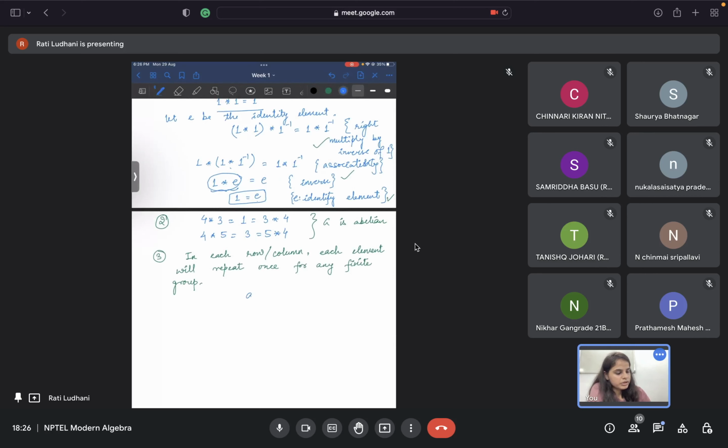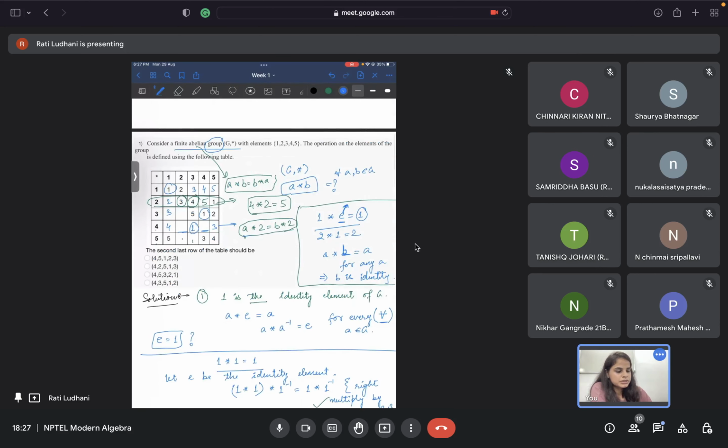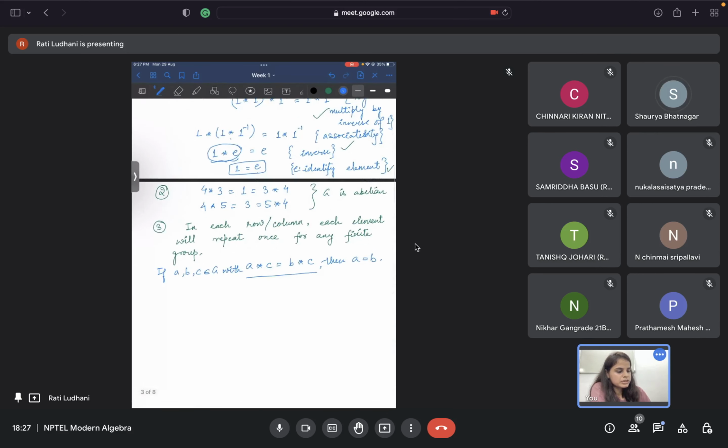the question really is, if A star C is equal to B star C, where A, B, C belong to G, with this condition, then what actually happens? A is equal to B. So this is actually the mathematical version of this line. So that means if you do this, and not just this, this is with row and column, so you can actually take C star A and C star B. So this is actually the statement. Now can you tell me why this is true? If you have this, then this.